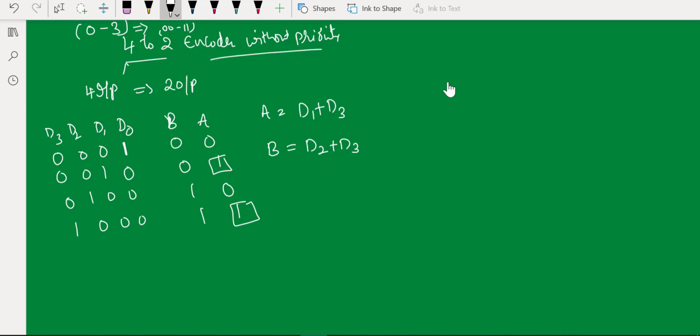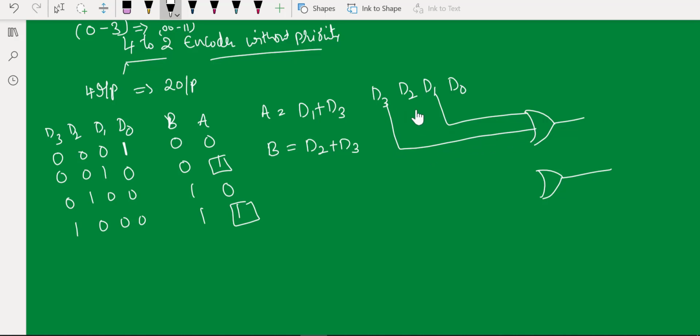That means you are going to have a circuit something like this: D0, D1, D2 and D3, and you are going to have 2 OR gates. For the first OR gate, I'm going to connect D1 and D3. For the second OR gate, I'm going to connect D2 and D3. So this is my A and this is my B. Now this is your 4 into 2 encoder.